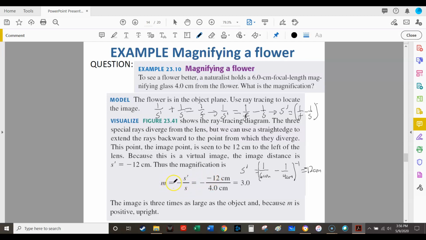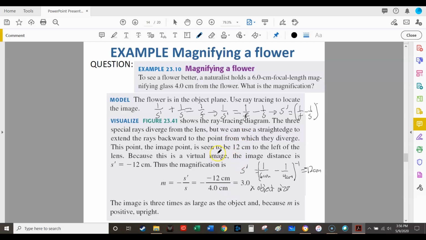Well, now, to find the magnification, the magnification is equal to the negative of the image distance over the object distance. So that's going to be a negative of negative 12, so it's going to be positive 12 divided by 4, and that's going to work out to be 3 times the size. This is 3 times the object size. So it's going to be very enlarged. It's going to also be virtual, and it's going to be upright. Virtual, again, means the image is on the same side of the lens as the object.